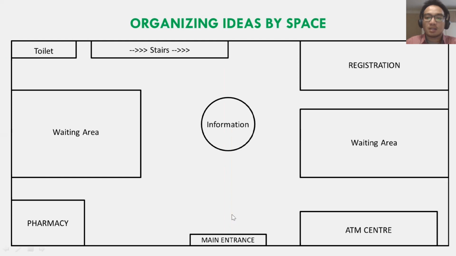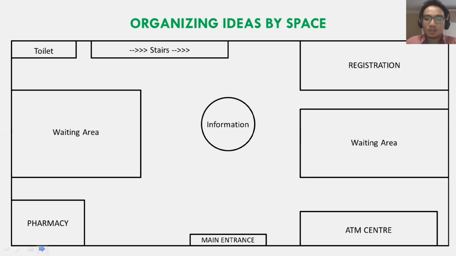Where are the ideas located in space? We're going to write about the waiting area, registration center, pharmacy, ATM center, like that. So these are the ideas that we're going to write, but they are organized by the space in real life. Where are they located?